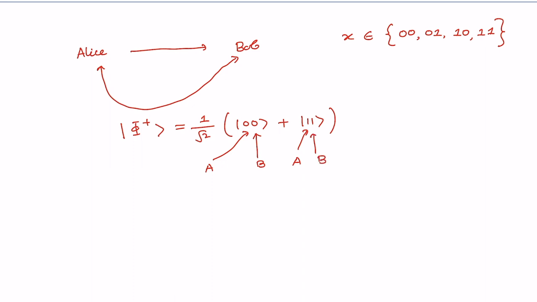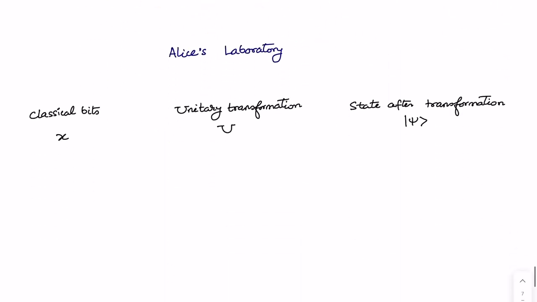Now, depending on which of the classical bits, whether it is 00, 01, 10 or 11, Alice wants to send, she is going to carry out a certain unitary operation on her qubit. Say Alice wants to send the classical bits 00 to Bob, then Alice is going to apply the identity operation I to her qubit, and on Bob's qubit also the identity operation I. That means applying the identity operation means that nothing is done, no experiment is done on either of the qubits.